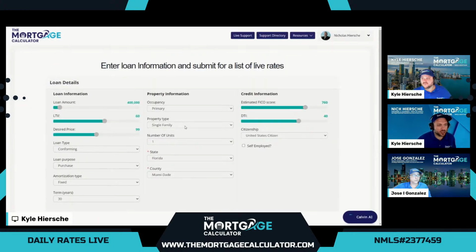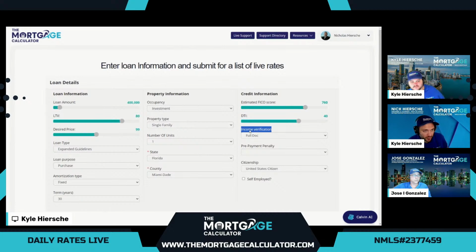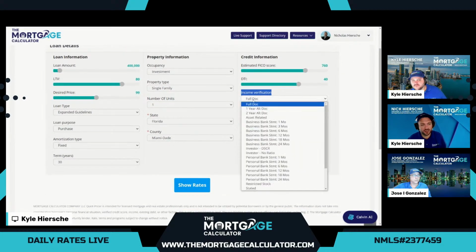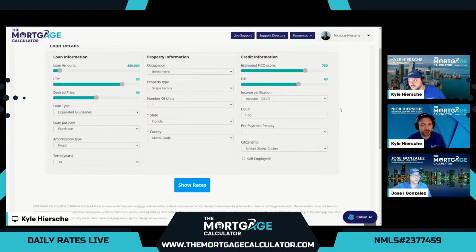Let's go back to our pricer and set up our final demo. Investment property, 80 LTV again. And this time we'll do expanded guidelines, aka non-QM. And the option that pops up here that we must first select for our non-QM is our income verification. And the most popular option and our topic for today is our DSCR option. That's because it doesn't require any income or employment from our borrower.